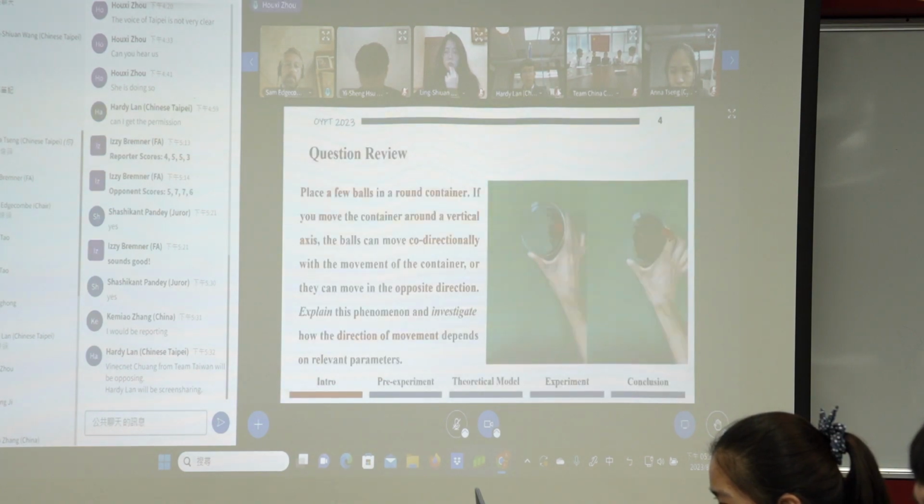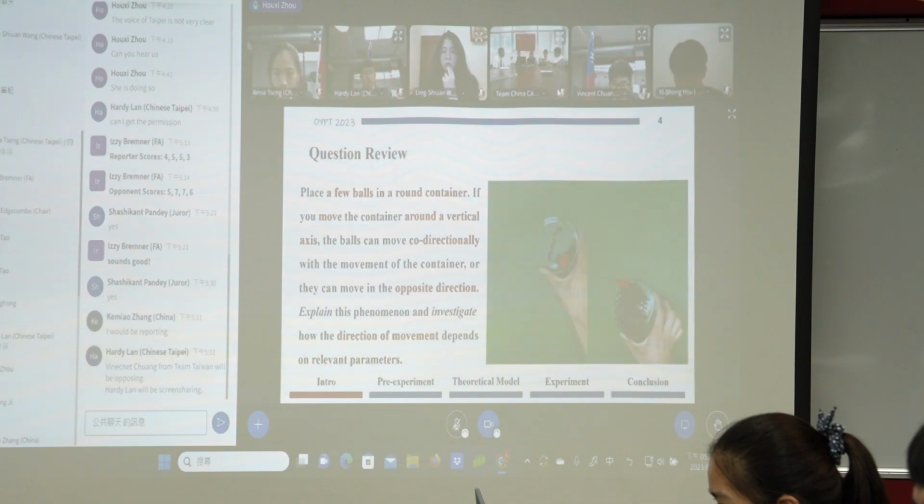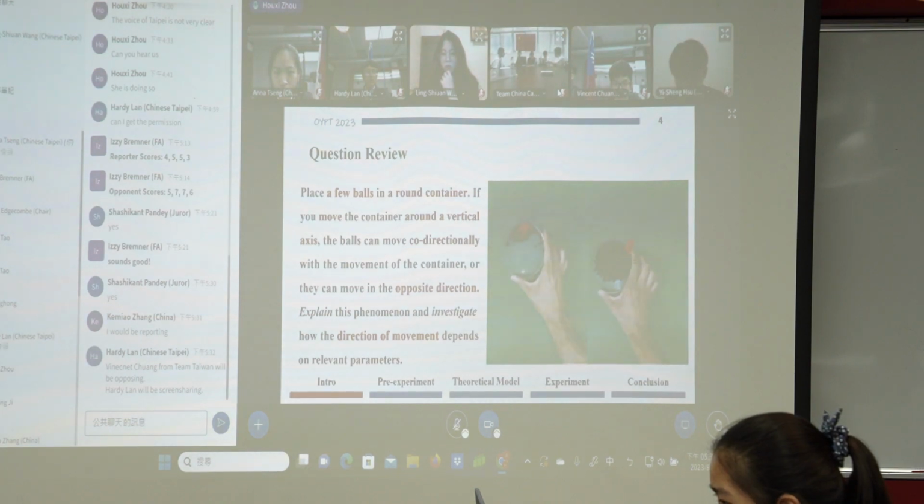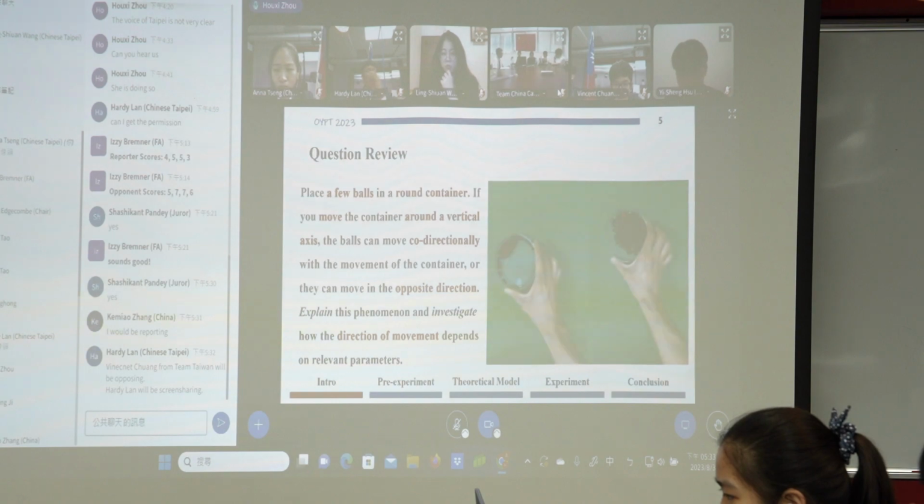Place a few balls in a round container. If you move the container around a vertical axis, the balls can move co-directionally with the movement of the container, or they can move in the opposite direction. Explain this phenomenon and investigate how the direction of movement depends on relevant parameters.